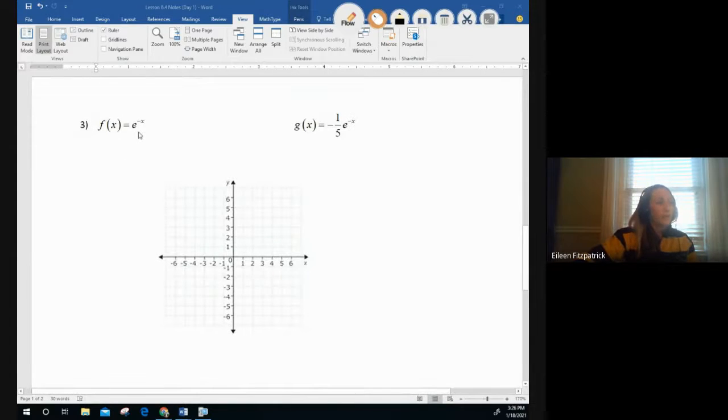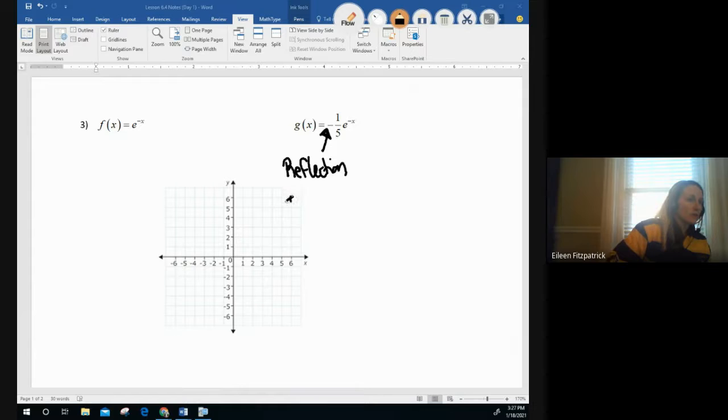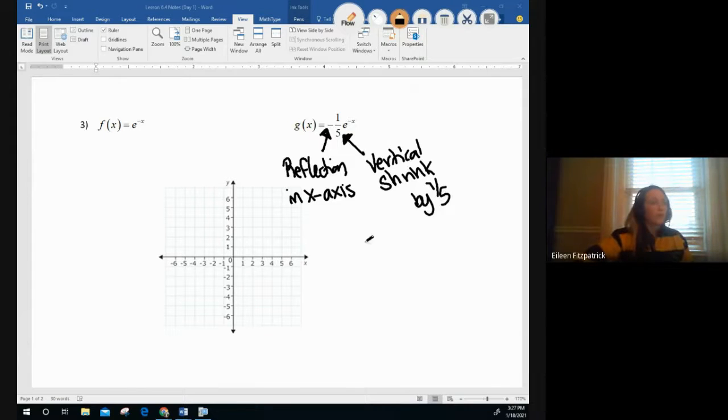All right, so here's f of x and here's g of x. I see the negative out front and the 1/5 out front. So what does that do to the graph? Think about the negative, think about the 1/5. Well, the negative out front is a reflection. It changes the signs of the y, so it's a reflection in the x-axis. And the 1/5 is a vertical shrink by 1/5. Then you can go ahead and graph the two functions using your graphing calculator.